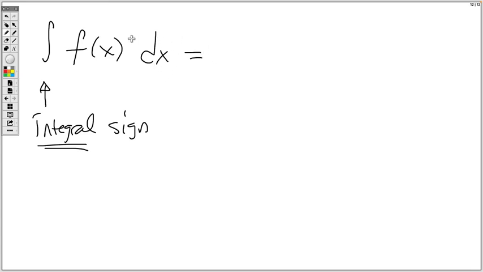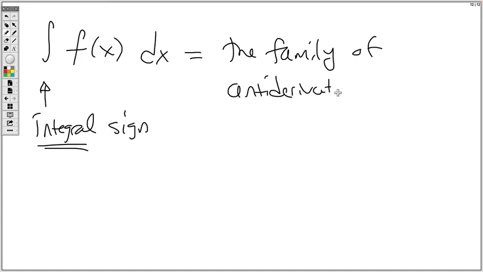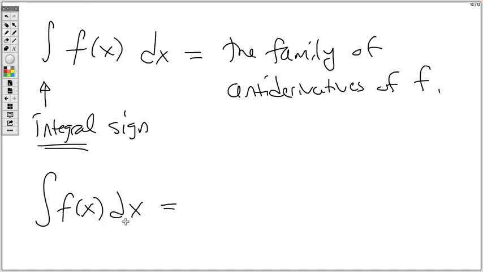Basically what this is saying is this is asking you for the family of antiderivatives of little f. All right? And so knowing what we know from the mean value theorem, your answers to this are always going to look like some function of x, F of x, plus your c.